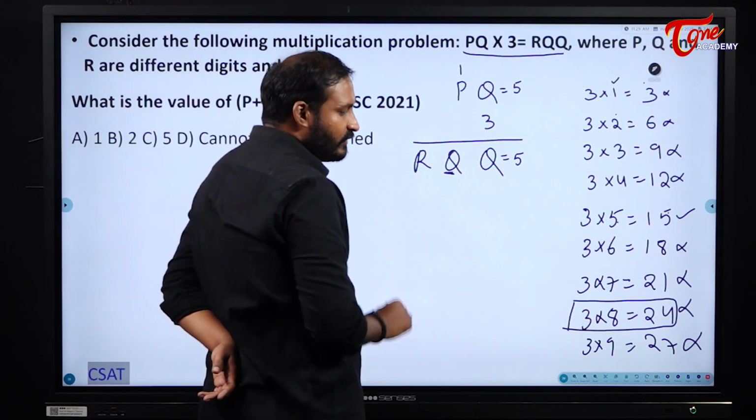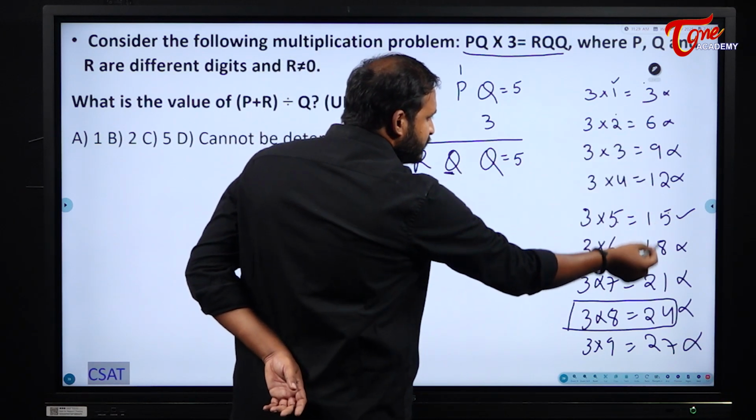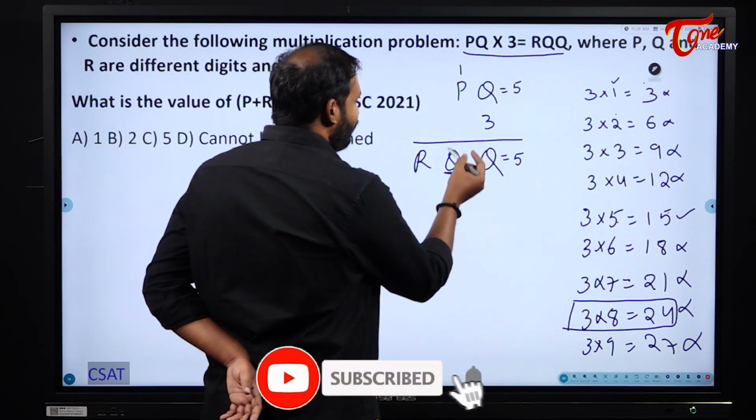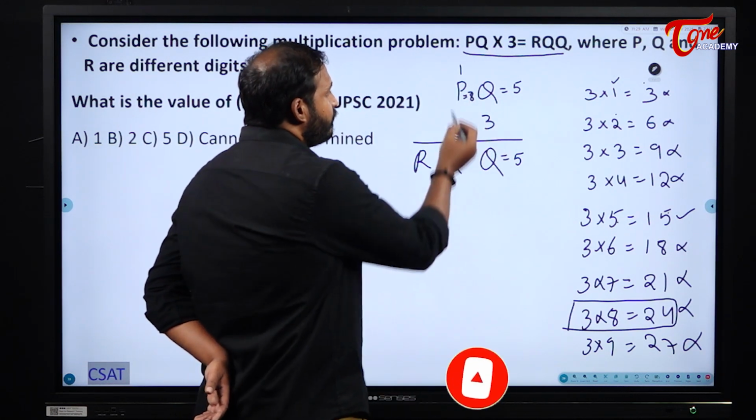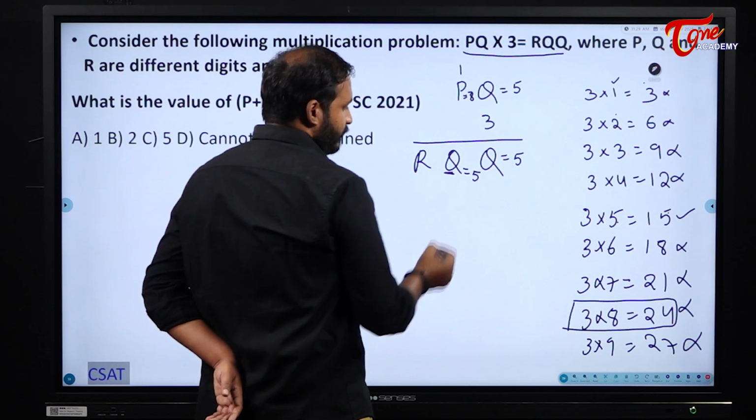24 plus 1 becomes 25. If you add 1 to all these digits, we are not going to get 5. So definitely, what should the P value be? 8. Now it becomes 3 8s are 24 plus 1, so once again you will get 5 here.